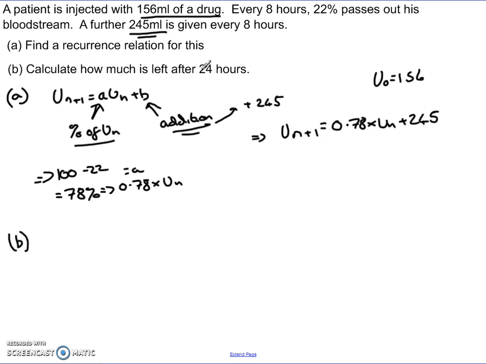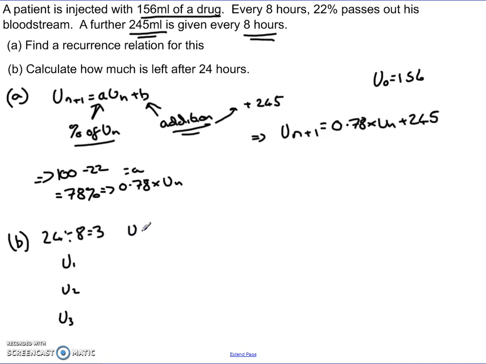So calculate how much is left after 24 hours. Well, we know the system is every 8 hours, and we know that 24 divided by 8 is equal to 3. So what we know is we've got 3 doses to go. So what we want to be able to calculate is u1, u2, and then our final answer, which is going to be u3. So we have to start that.